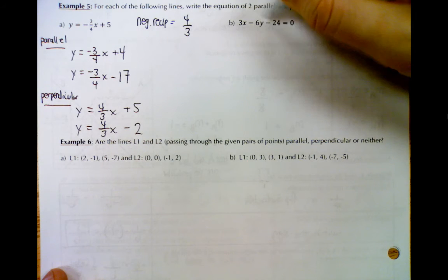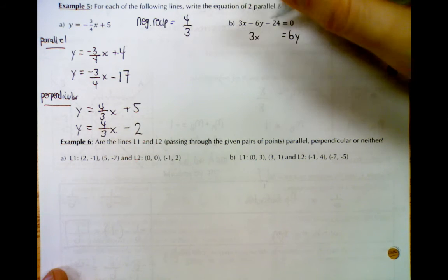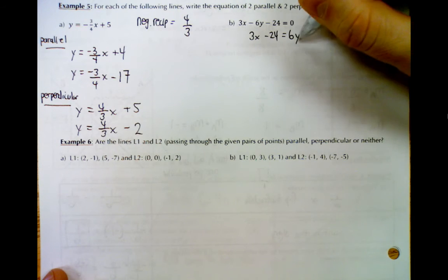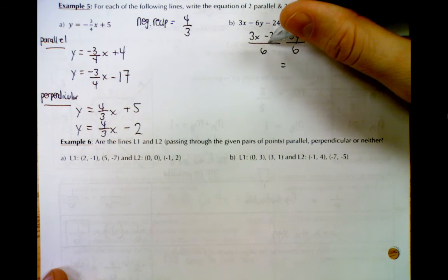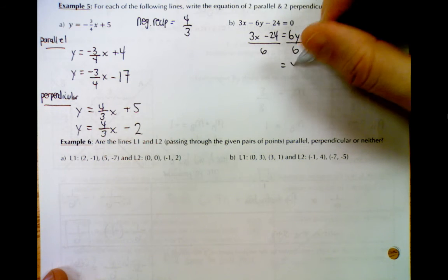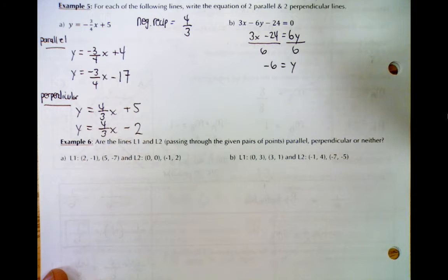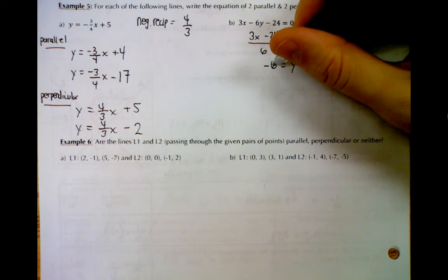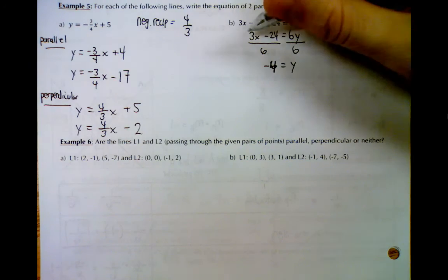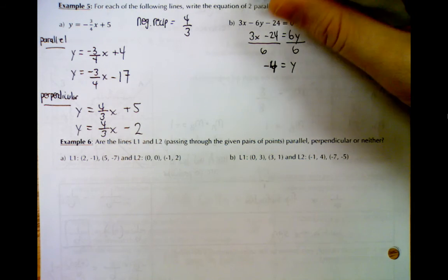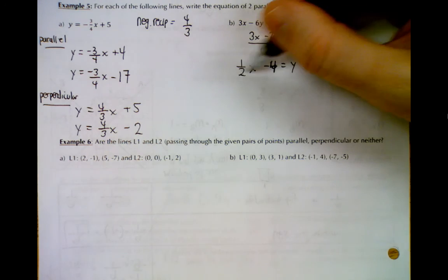So I'm going to move the 6y to the other side to make it positive. So I've got 6y equals 3x minus 24. I'm going to divide everything by 6. Negative 24 divided by 6 is negative 6 times 4 is 24, so negative 6. Nope, messed that up. Negative 4. And 3 divided by 6, if we simplify that fraction, is 1/2. So my equation is y equals 1/2 x minus 4.